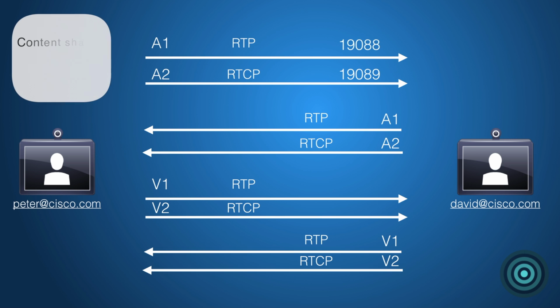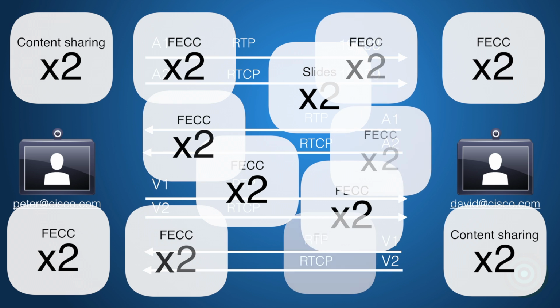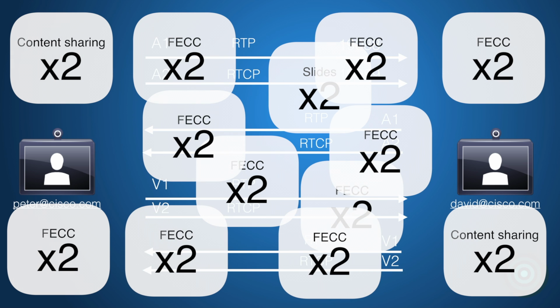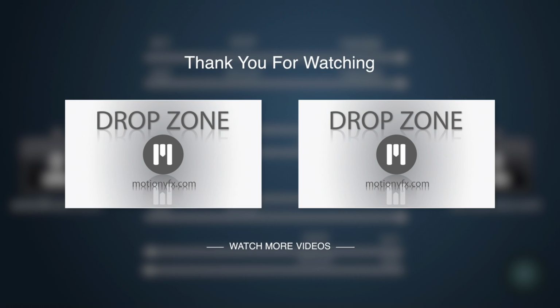Okay, so basically every capability that you add to an endpoint, you have to add two additional ports in each direction. And that's why I say eight at a minimum if we're talking about a call with just audio and video. Could be more, but it really just depends. Okay? So that about does it for this segment.